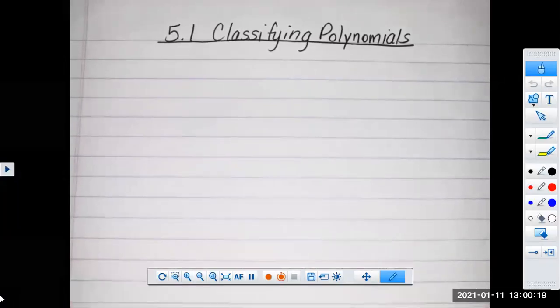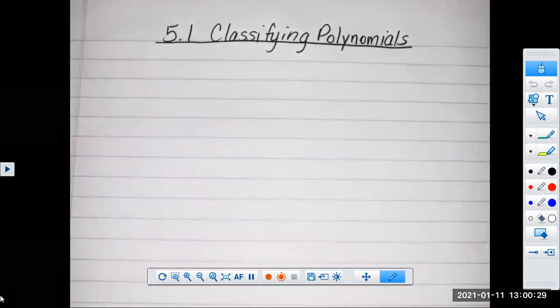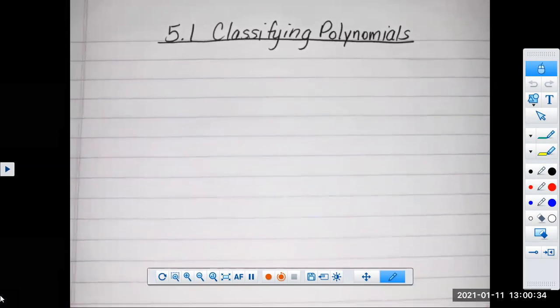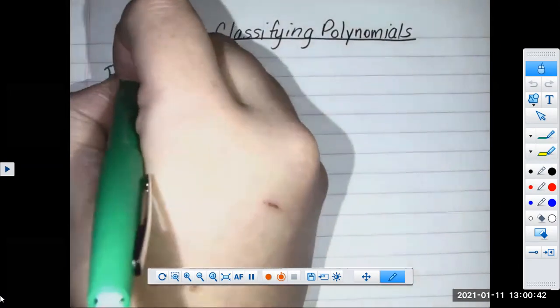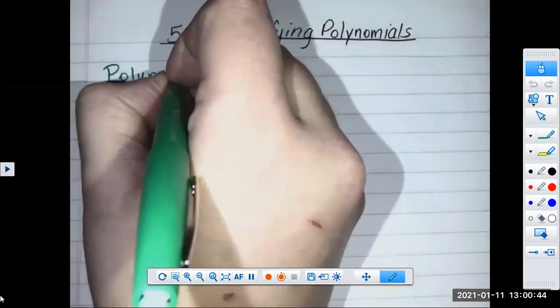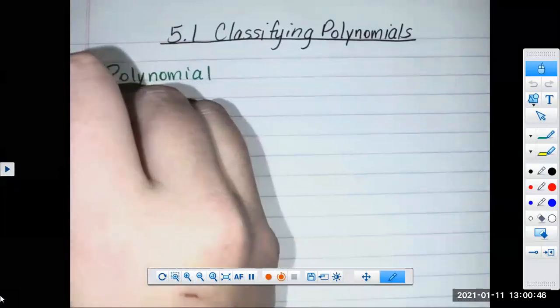Okay. All right. Let's look at 5.1, and this shouldn't take us that long. The first thing we're going to do is go over some definitions. Talk about what a polynomial is, or how we classify it.